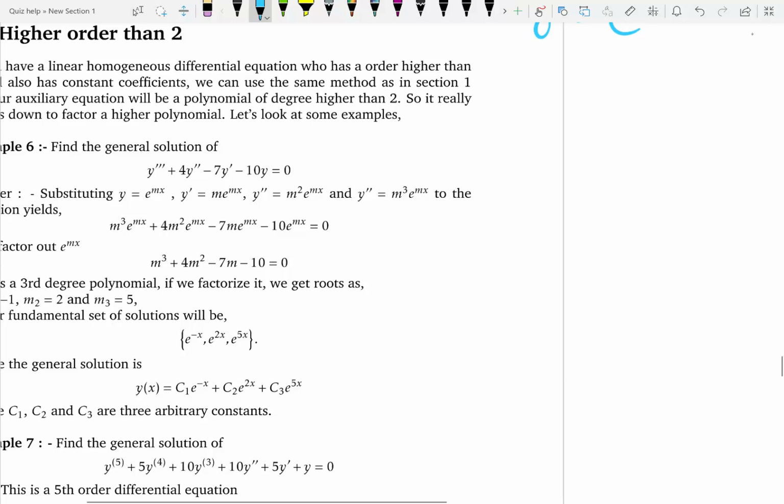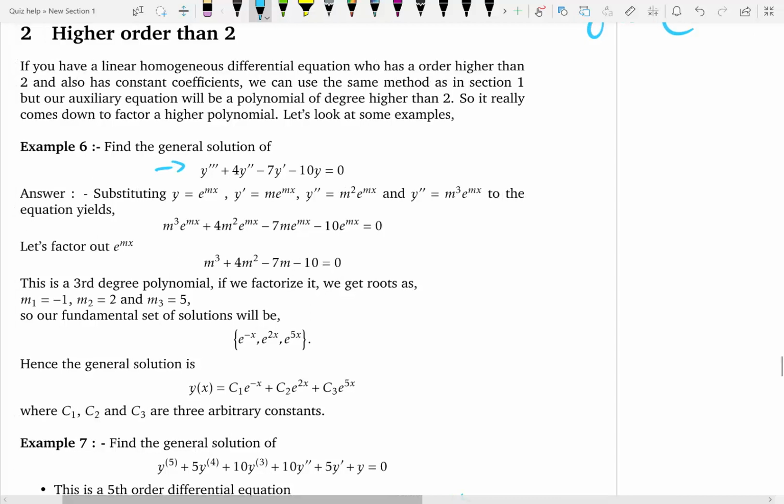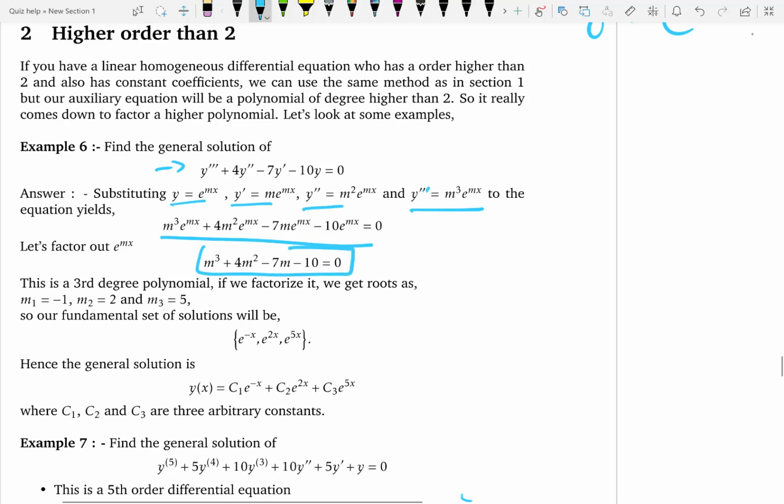Here we have a third degree, third order differential equation. Now you substitute e to the mx into the differential equation along with y prime, y double prime. Now you have to substitute y triple prime also here, right? Now when you substitute it, you get this expression and you get the auxiliary equation that is given here. Now this is a third degree polynomial, right?